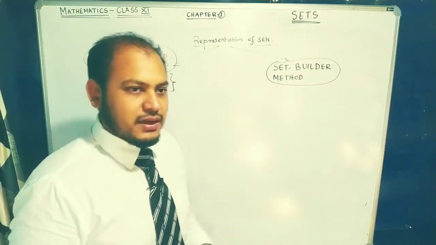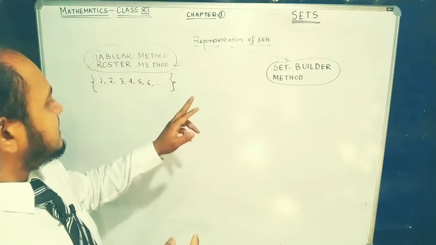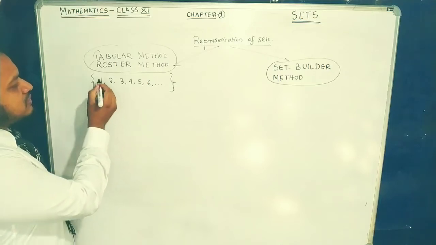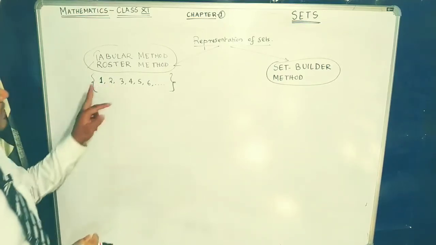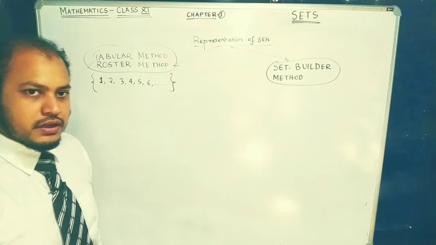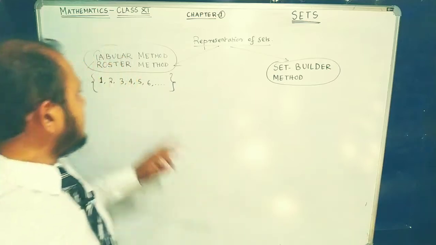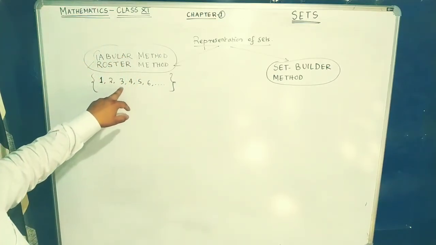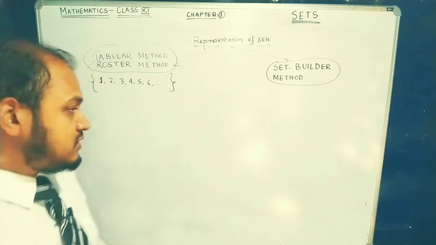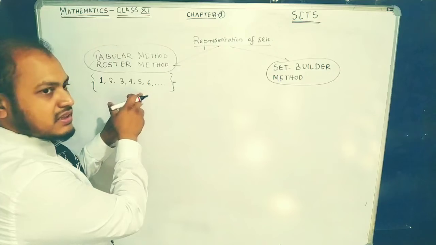Now what happens in set builder method is that it recognizes a single property of all the elements. Look at this set. Take a good look at this set. What is the common thing that you find in each and every element of the set? What is the common property? 1, 2, 3, 4, 5, 6. Yes, the common property is that each and every element is nothing but a natural number. 1 is a natural number, 2 is a natural number, 3 is a natural number, 4, 5, 6, 7, 8, 9, 10. All the numbers are nothing but natural numbers. So the common property of all the elements is that each and every element is nothing but a natural number.